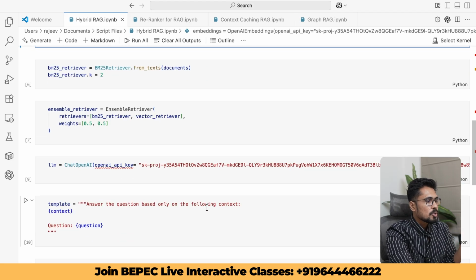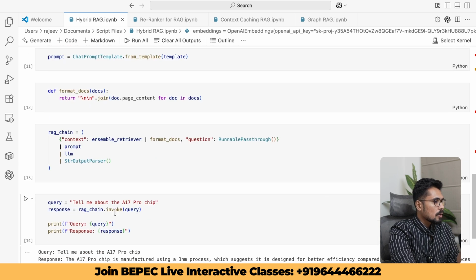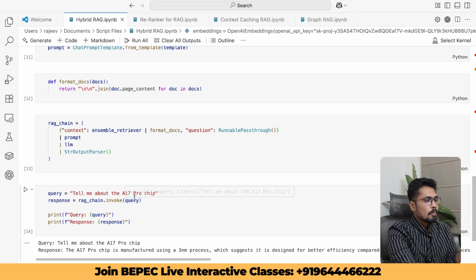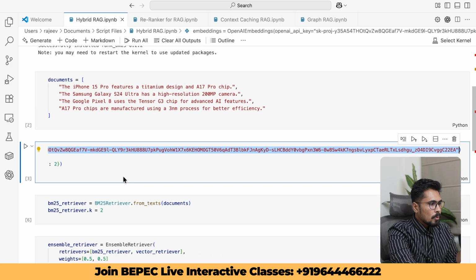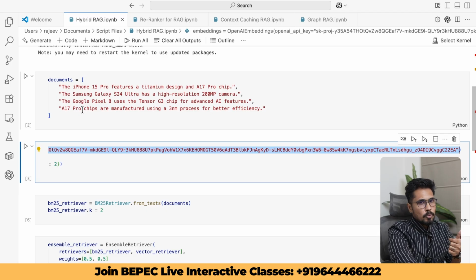For example, we asked a question here: answer the question based on, tell me about the A17 project. When we asked about the A17 project, it needs to go to the document we already collected, for which we created embeddings and a vector store. The iPhone 17 Pro, yes, contains the A17 Pro chip. Samsung may not contain the A17 Pro chip, Google also may not, and the one below also has the A17 Pro chip. So it needs to identify these two similar documents.